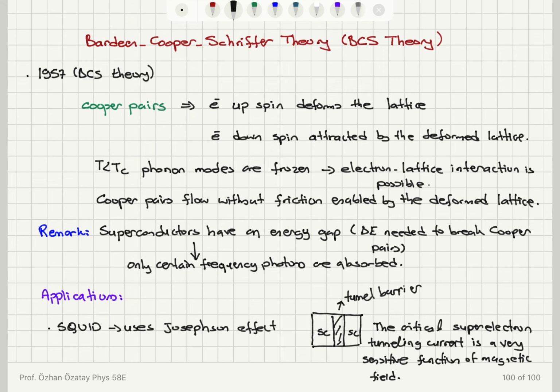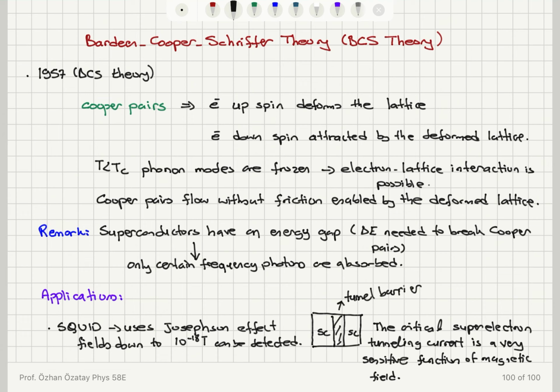So using these Josephson junctions, one can measure magnetic fields. Fields down to 10 to minus 18 Tesla can be detected. So it's a very, very sensitive technique.